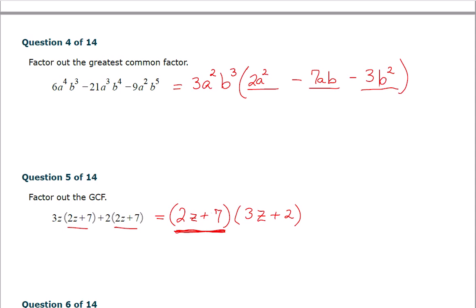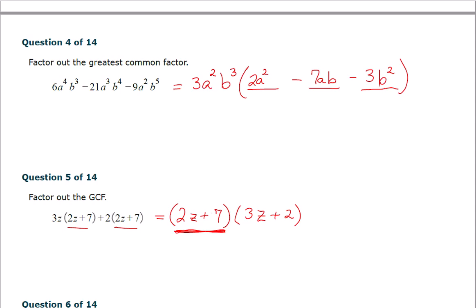What about A's? Let's see. Got 4 A's there, 3 A's there, 2 A's. So the most in common would be 2 A's. Let's see, I need 4 here, so I needed 2 of them there. I've got 2 A's, I need 3 A's, there's 1 A there. And if I took out 2 A's, well, these are gone.